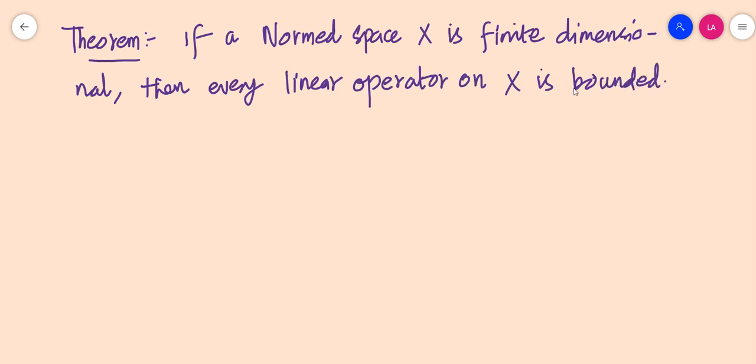So we have defined linear operators and bounded linear operators in the case of arbitrary dimensional normed spaces. But this theorem states that if you define any linear operator on a finite dimensional normed space, it should always be bounded. So we have to prove that every linear operator defined on a finite dimensional normed space is actually bounded, which means that it satisfies the condition of boundedness. So let's move on to the proof.